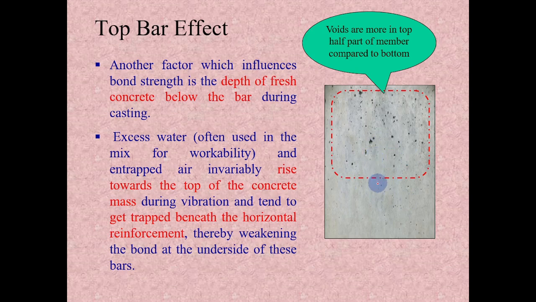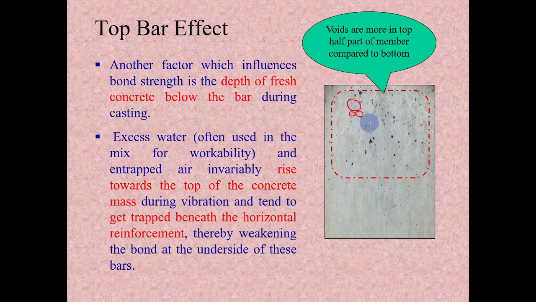So due to vibration, this less dense water and air will try to go up, and the high dense material like cement, sand, and aggregate will settle down. So it will create more voids in the top part of the concrete and fewer voids at the bottom part of the concrete. When we have the rebar at the top part of the concrete, this moving water and air will get trapped under the horizontal bar, which will disturb the bond strength of the rebar.